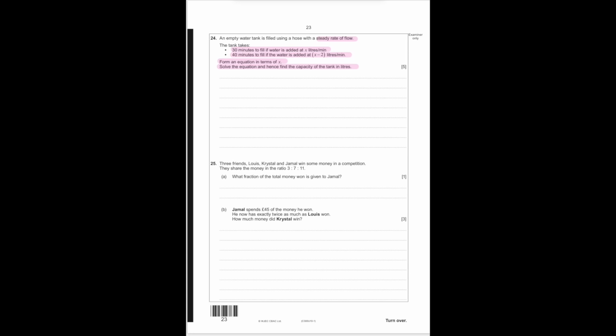So we're going to form an equation, okay? So 30 minutes at x litres per minute would be 30 times x. And 40 minutes at x minus 2 litres per minute would be 40 times (x minus 2). Okay, so let's form an equation. So they are filling the same tank. Okay, so we're going to write them equal to each other. And then I'm going to expand the bracket. So that's 40x minus 80.